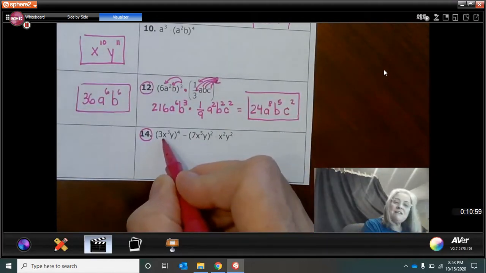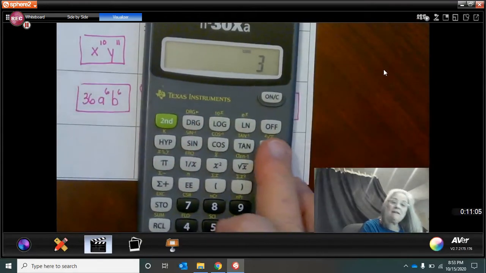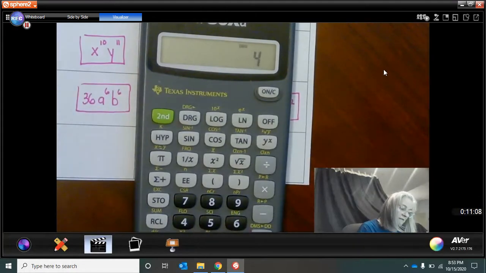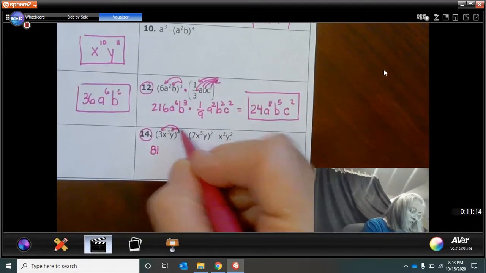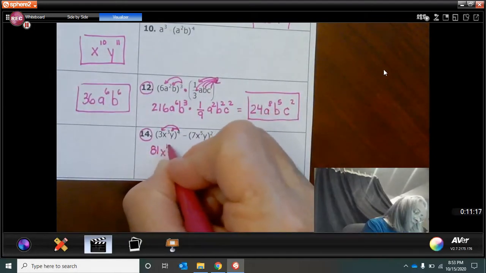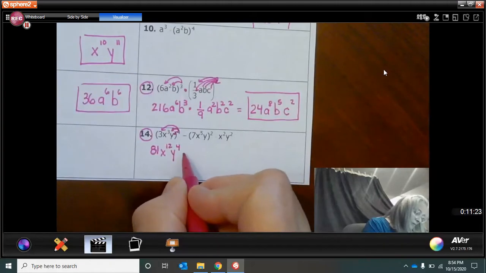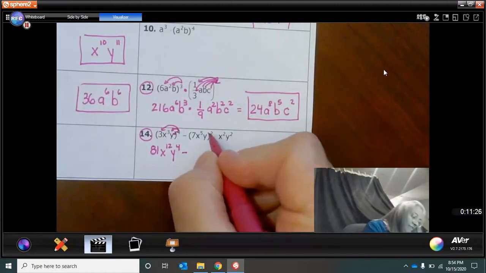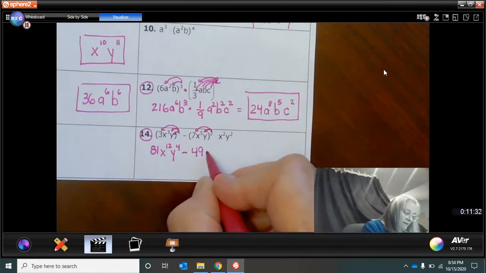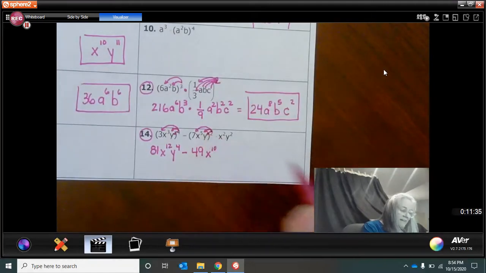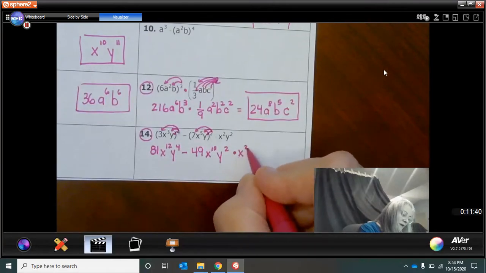So we have 3 being raised to the 4th power. So I'm going to put that in the calculator. 3, and I'm going to use this button, and I'm raising it to the 4th power, and I'm hitting equals, is 81. So I have 81, x to the 3rd being raised to the 4th power is x to the 12th, and y to the 1st being raised to the 4th power is y to the 4th. And in between here, we have a subtraction problem. Now this 7 is being raised to the 2nd power, that's 49. This x to the 5th is being raised to the 2nd power, that's x to the 10th. This y to the 1st is being raised to the 2nd power, so it's y squared, times x squared, y squared.